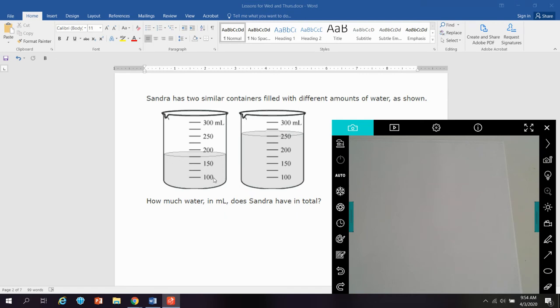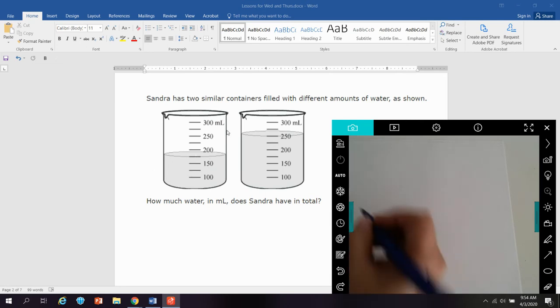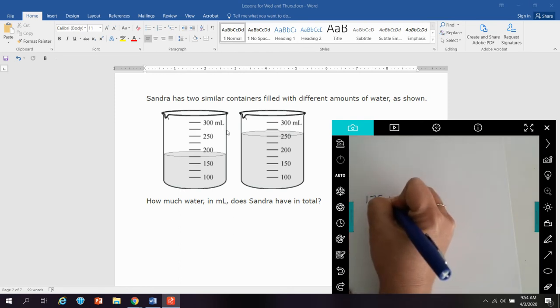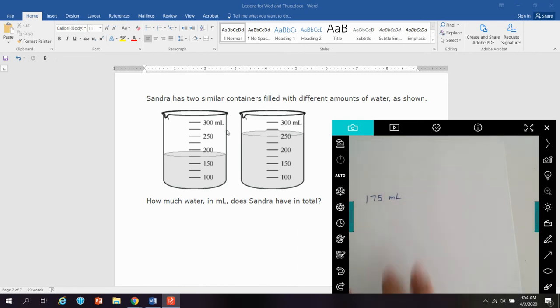So I would count 100, 125, 150. I'm going to add 25 more, 175. And I see that is where the water stops. So in the first container, I have 175. This time we're talking about milliliters.